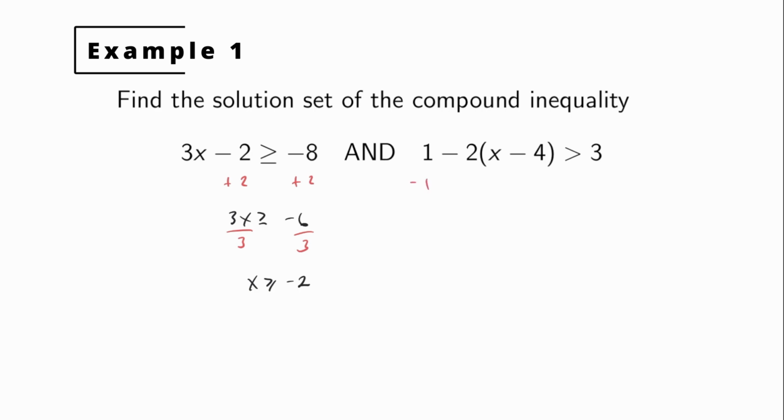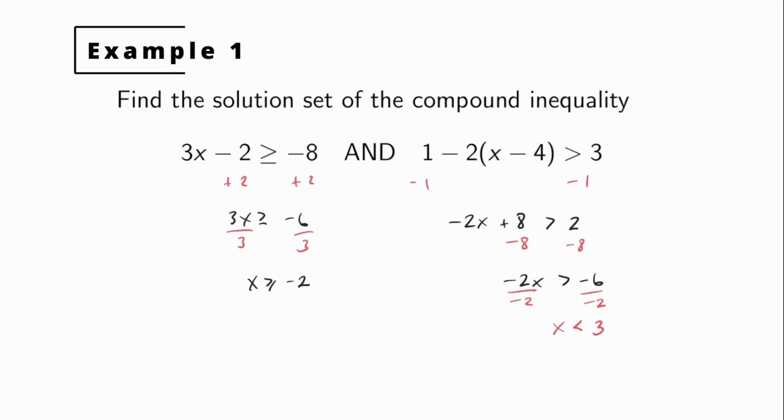Now I'm going to subtract 1 from both sides, and at the same time I want to distribute the -2 there to that x minus 4. So what we end up with is -2x plus 8 is greater than 2. We subtract 8 from both sides, and I arrive at -2x is larger than -6. Divide by -2 on both sides. And remember, when you divide by a negative number or multiply by a negative number on both sides, you have to change the direction of the inequality, and we get x is less than 3.